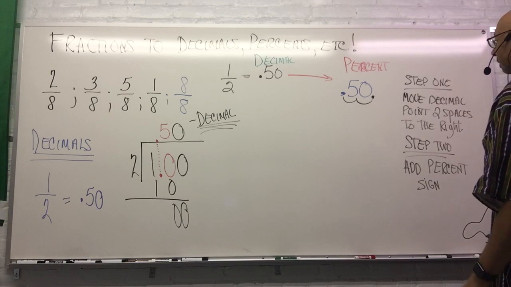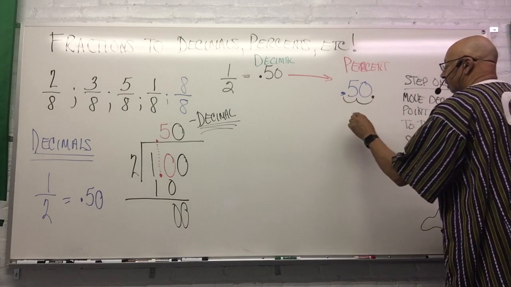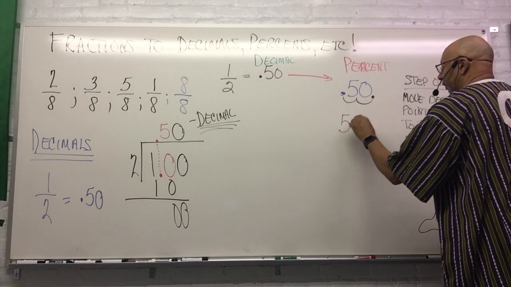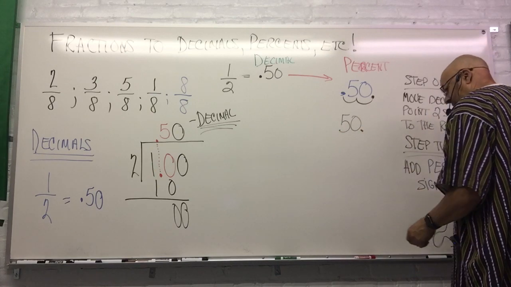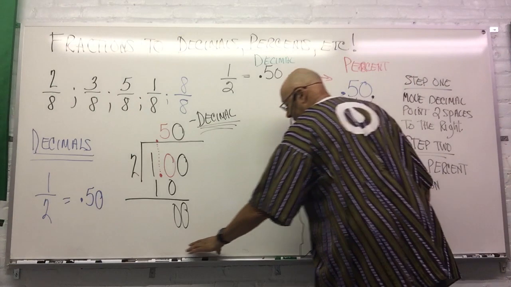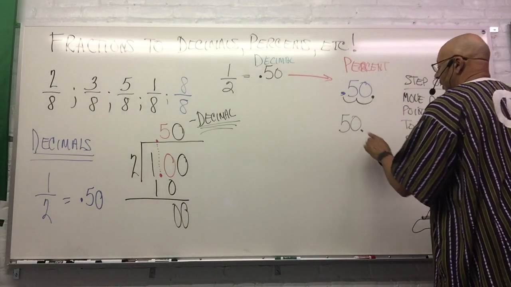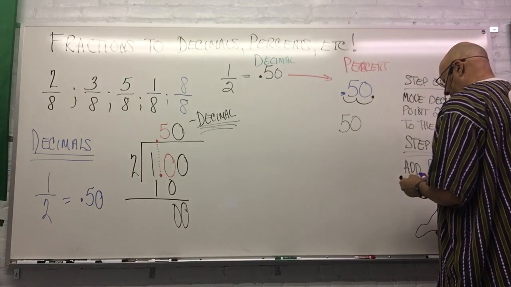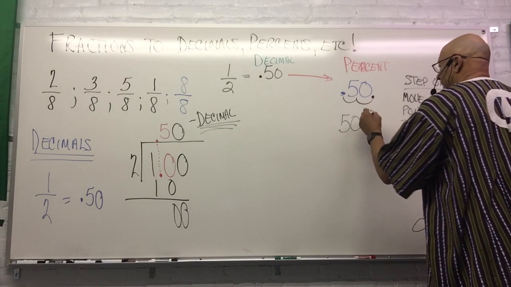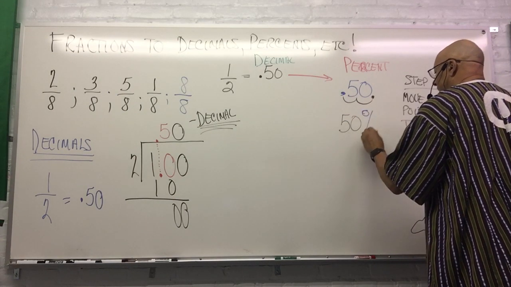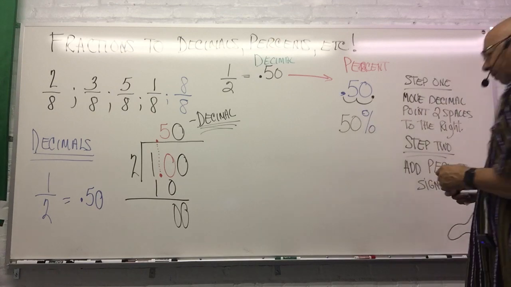So if I add a percent sign, I move this and it looks like this now. 5, a decimal point is there. Now, since there are no numbers after the decimal point, I really don't even need it. So I make it invisible again. And then I simply add the percent sign. So I add the percent sign and I'm finished.